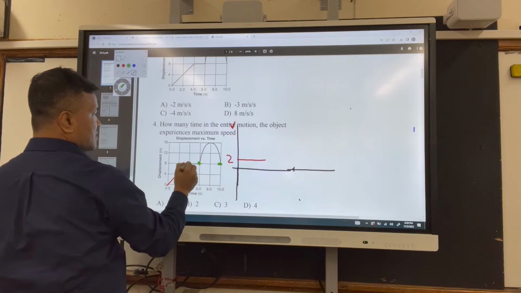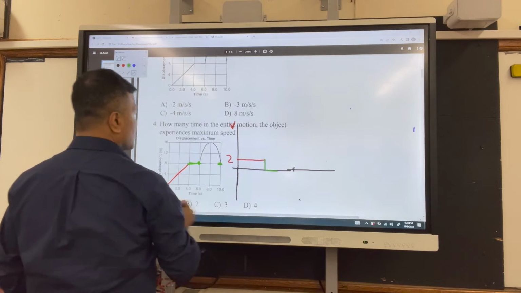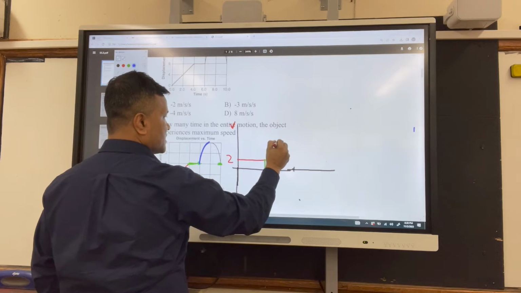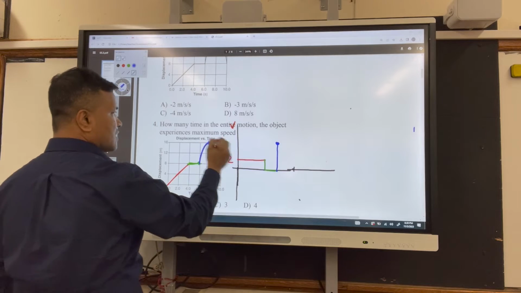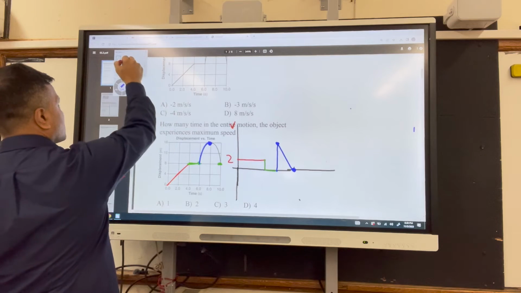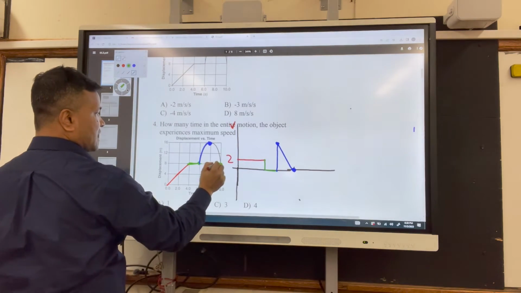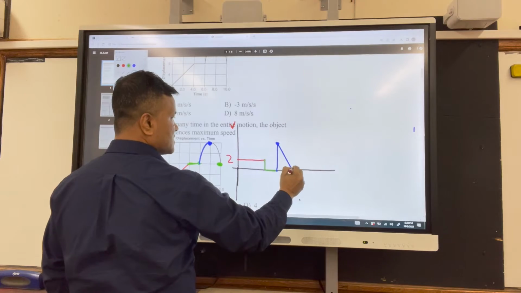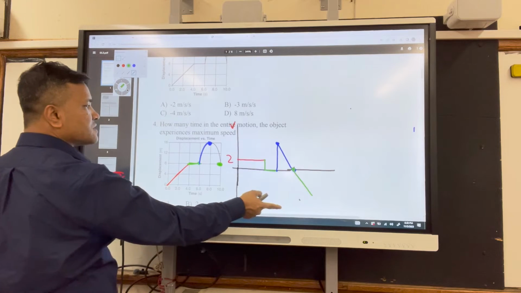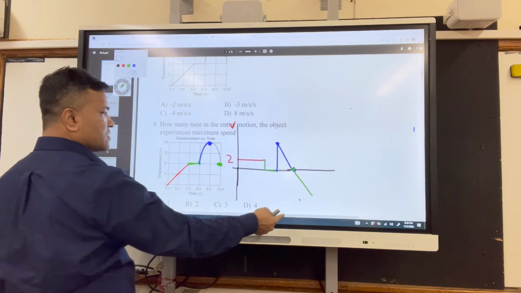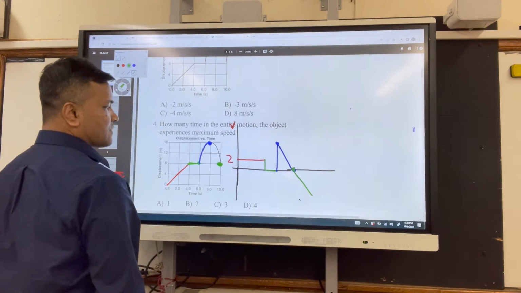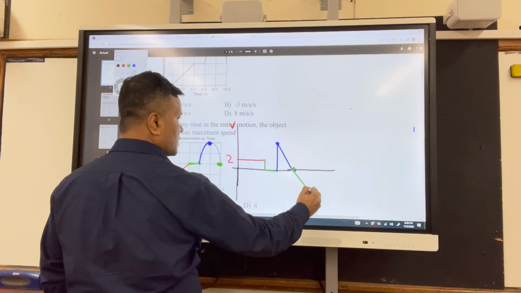This one is 0, this one is 0. Whatever it is, maximum velocity to 0 velocity, and 0 velocity to maximum speed. Again, 0 velocity to maximum speed. But we don't want to graph it this way. Why not? Because we want to take the absolute value of this one.